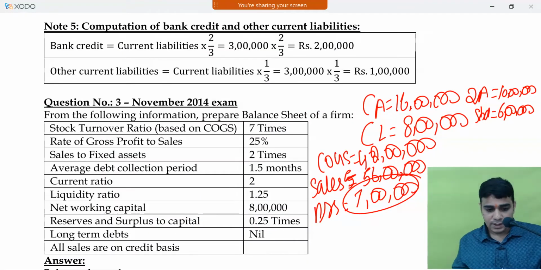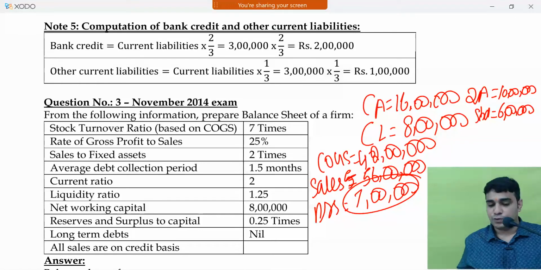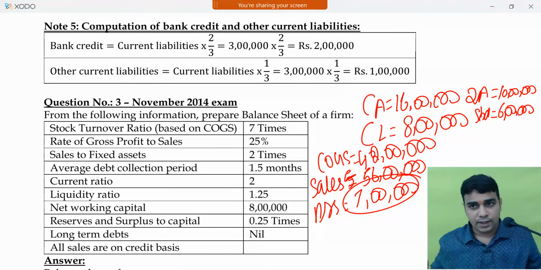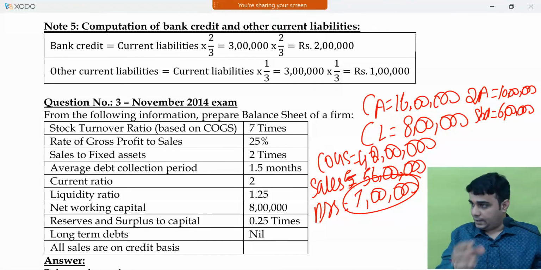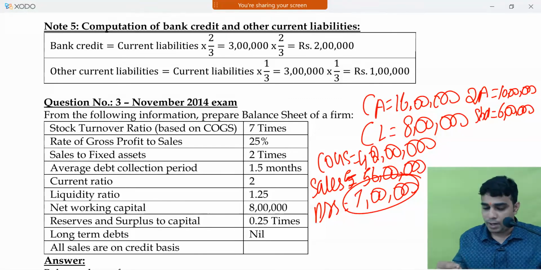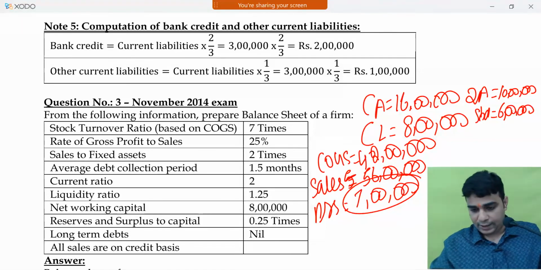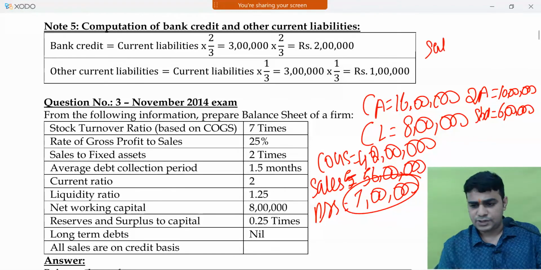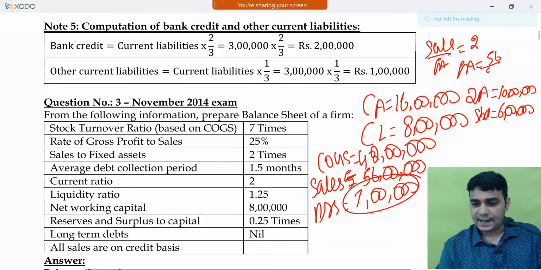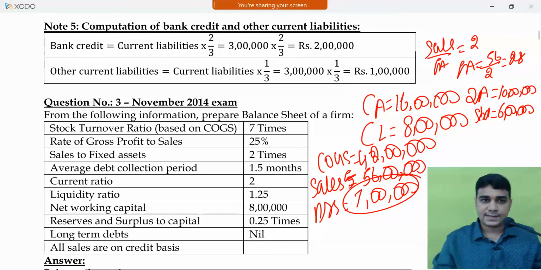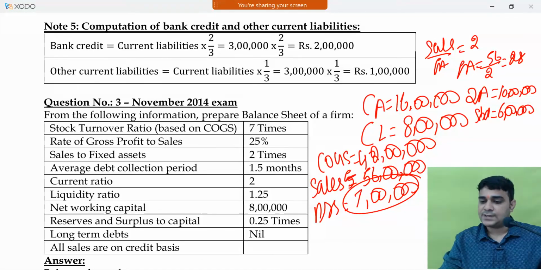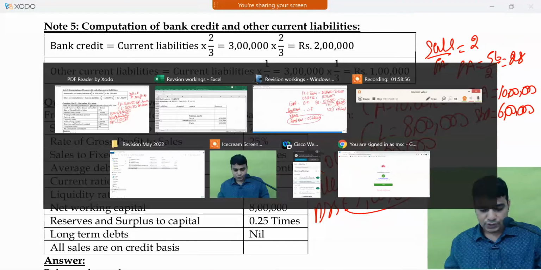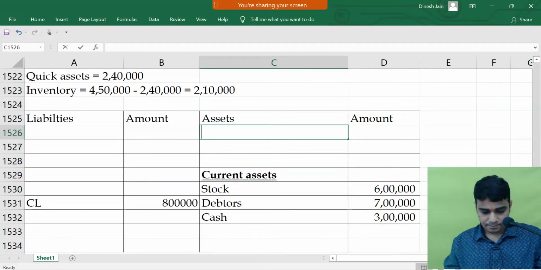Then I have a ratio called sales to fixed asset, which is 2 times. They have not mentioned fixed asset turnover ratio or anything. Sometimes they may give fixed asset by sales, sometimes sales by fixed asset. If they give something, follow as it is. Let's not get into a formula and all. Sales by FA is 2 times. FA is equal to 56 lakh by 2, so fixed asset is 28 lakh.